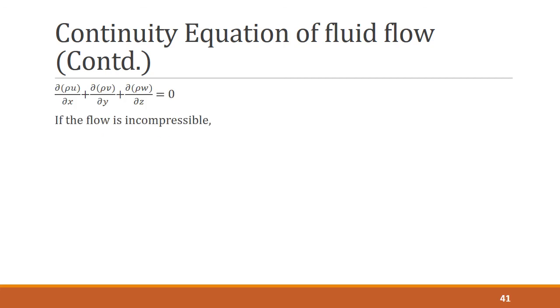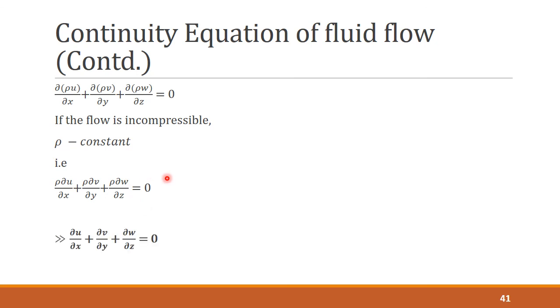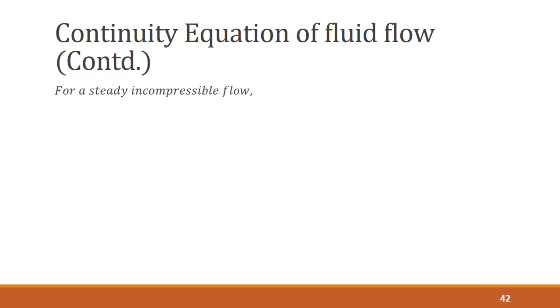Again, if the flow was incompressible, then density would be a constant. If density was a constant, it can be taken out of the differential sign. So when we take density out of the differential sign, we get rho dou u by dou x plus rho dou v by dou y plus rho dou w by dou z is equal to 0. Rho is constant, so it can be cancelled off, and we get dou u by dou x plus dou v by dou y plus dou w by dou z is equal to 0. So for a steady incompressible flow, the continuity equation is dou u by dou x plus dou v by dou y plus dou w by dou z is equal to 0.